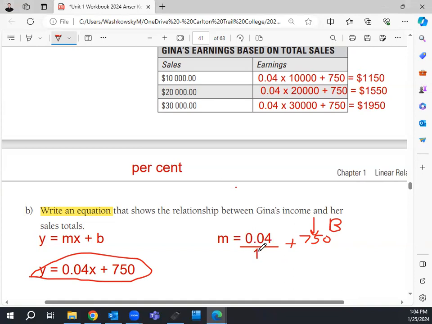The most common error I see here, though, is that people put the 10,000 here, and that is not the case. You're making 4 cents for every dollar you sell. You could also have your slope is like this, 4 over 100. That makes sense too, right? All you've done is you move the decimal places. So either of those would work.